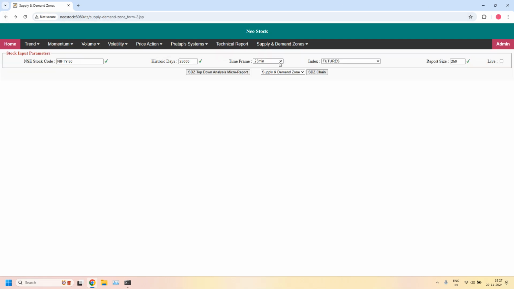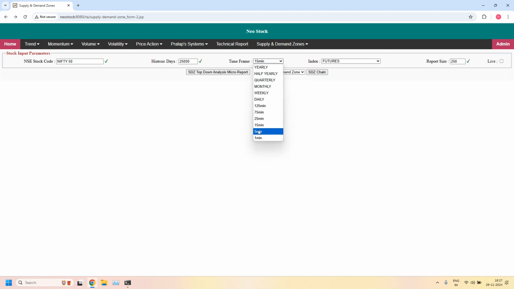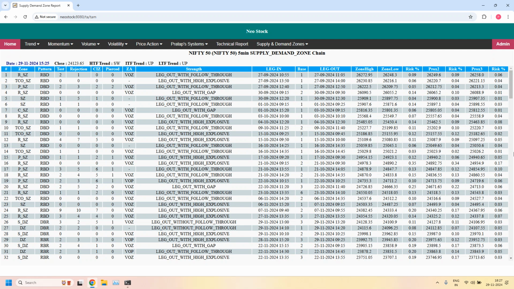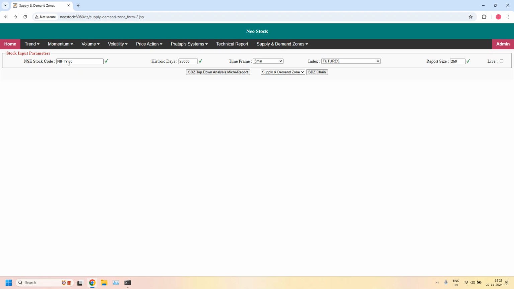Next, 15-minute supply demand zone chain for NIFTY. Next 5-minute supply demand zone chain for NIFTY. If you want more demand zones, I am scrolling the list further. Okay, this is about NIFTY supply demand zone chain. Next, I will generate BANKNIFTY. That is nothing but NIFTY Bank.